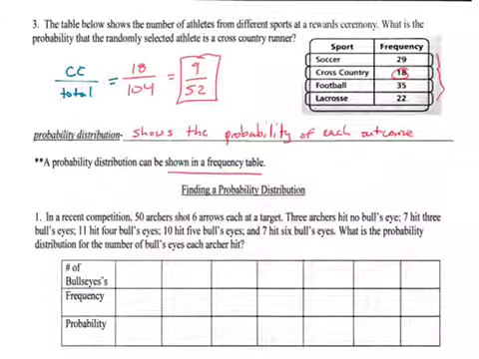In a recent competition, 50 archers shot 6 arrows each at a target. 3 archers hit no bullseyes. 7 archers hit 3 bullseyes. 11 hit 4 bullseyes. 10 hit 5 bullseyes. 7 hit 6 bullseyes. What is the probability distribution for the number of bullseyes each archer hit?